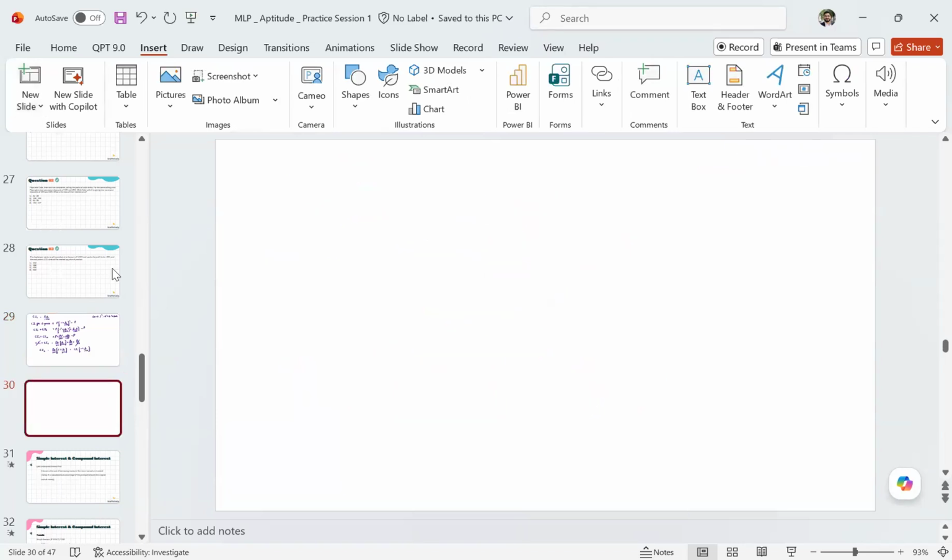Okay, tell me what is the formula of CI for 3 years? This is going to remain the same: P(1 plus R upon 100) whole cube minus P. Yes or no? है ना?